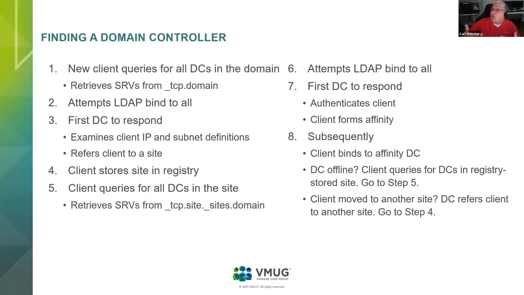Now if you actually have subnets defined and we actually have a domain controller in the site, then the client will bind to that closest domain controller. And then if that DC goes offline, maybe you're applying Windows updates and it's taking an hour and a half to reboot, the client is going to say, hey, my DC is offline. It's going to go back to step 5, which says, I need to query DNS for all domain controllers in my site. It's going to get another domain controller, and now it's going to have an affinity for that domain controller.